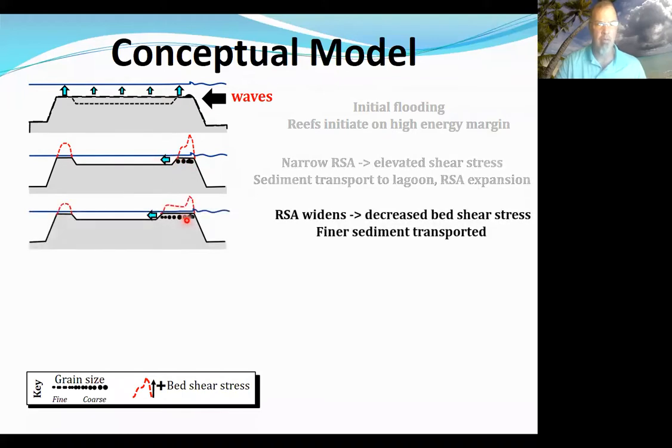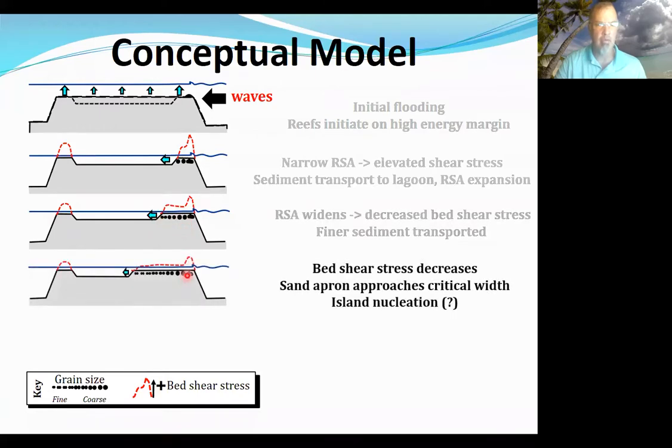As the reef sand apron widens, the bed shear stress will decrease, so the carrying capacity will decrease, so we'll get a gradual on-platform fining. Finally, we'll come to some point where the bed shear stress will be insufficient to carry the sediment in the system. That will lead to a decrease in the rate of reef sand apron widening, might even stall the reef sand apron widening. And at this point, we could potentially get island nucleation.